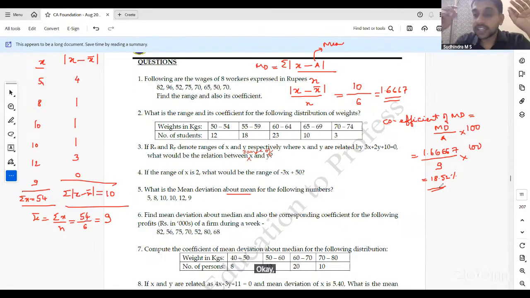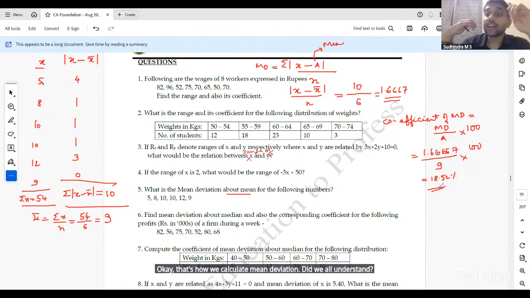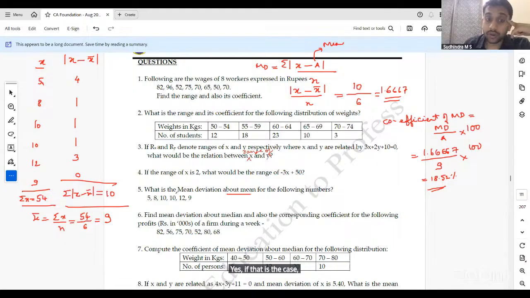Okay, that's how we calculate mean deviation. Did we all understand? Yes. If that is the case, can we solve question number 6? They're asking us mean deviation about median for raw data itself.